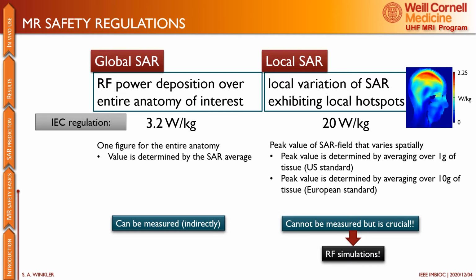One aspect of the regulation looks at the global SAR, which means the RF power deposition over the entire anatomy of interest. So in a brain scan, that would be the head, and in a knee scan, that would be the leg, and so on. Or I guess that's more complicated, but take what I said just for this slide. That can be measured, but then you also have local SAR variations, and what's important here is that you can have these hotspots as you see in this image. You can have spots where it gets really hot, and you sometimes don't know that this happens. That's really hard to predict. That cannot be measured yet, but it's crucial because those hotspots can be so much higher than the average or global SAR.